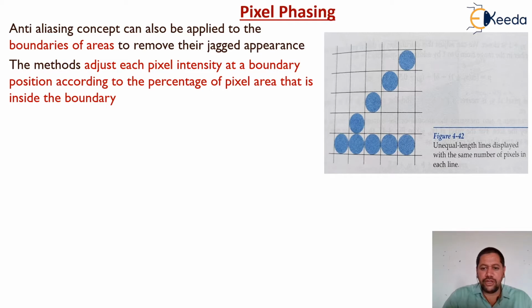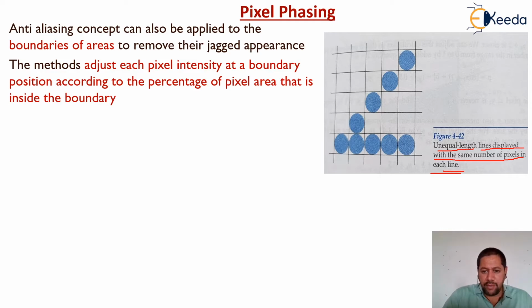Okay, that is the reason why we are having this jagged line appearance. Now we are moving to the last point of today's discussion. Here, the reason I am having such an effect is because we are having unequal length lines. Unequal length lines are displayed with the same number of pixels in each line.